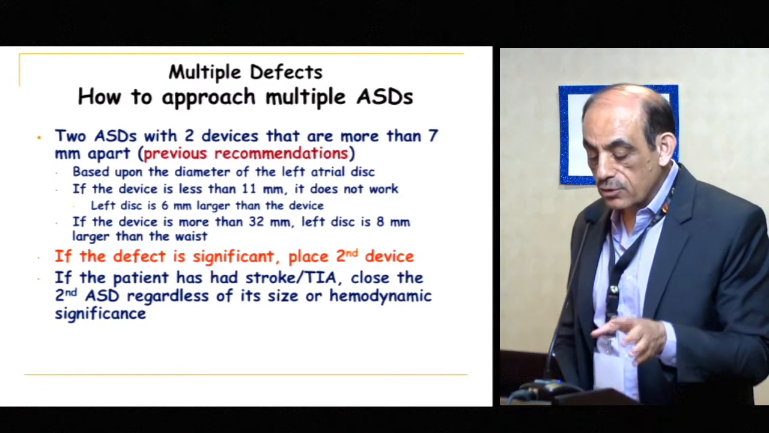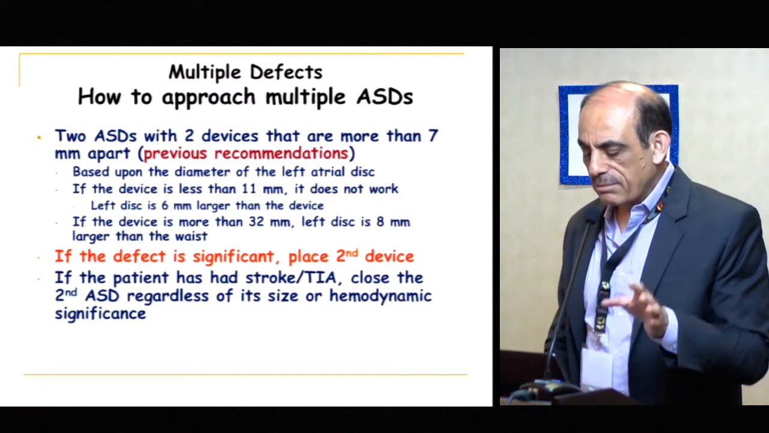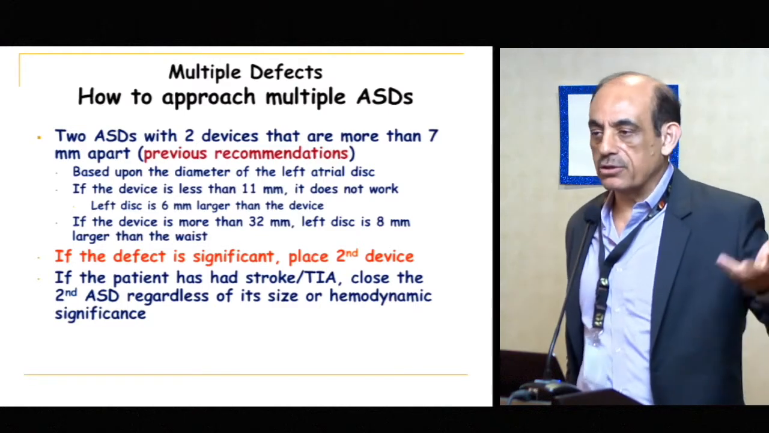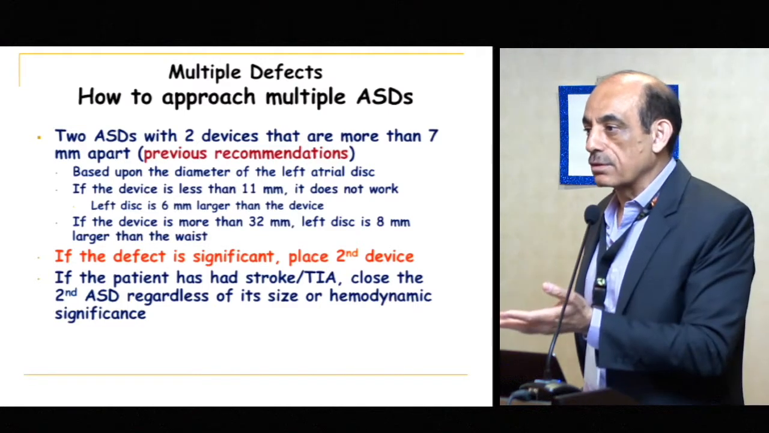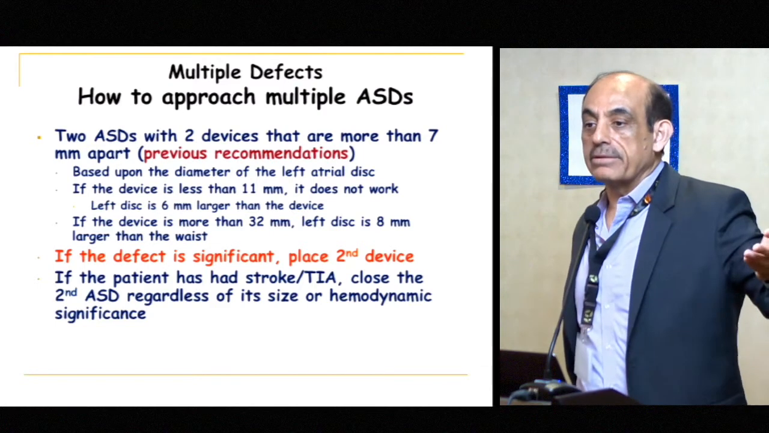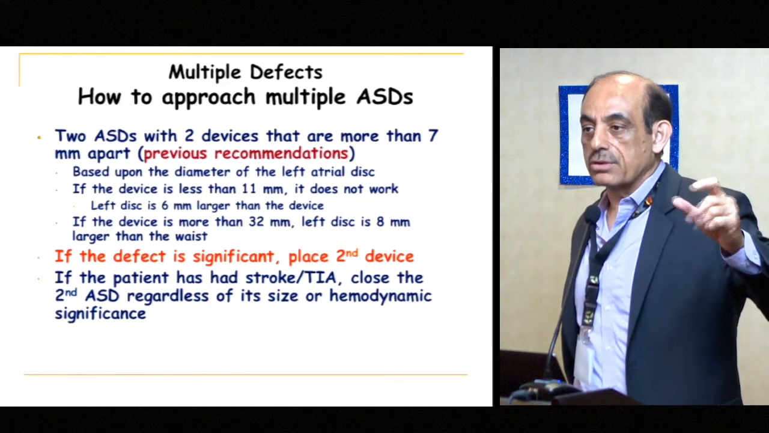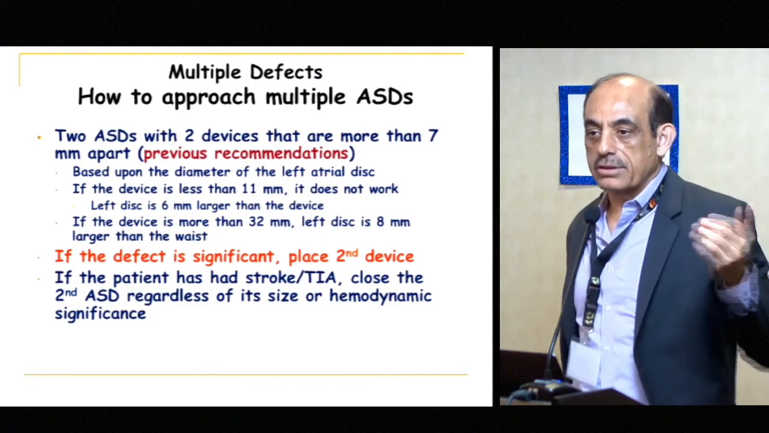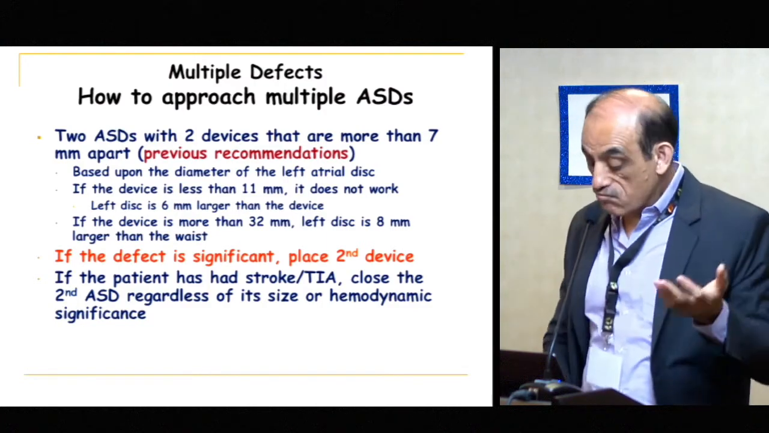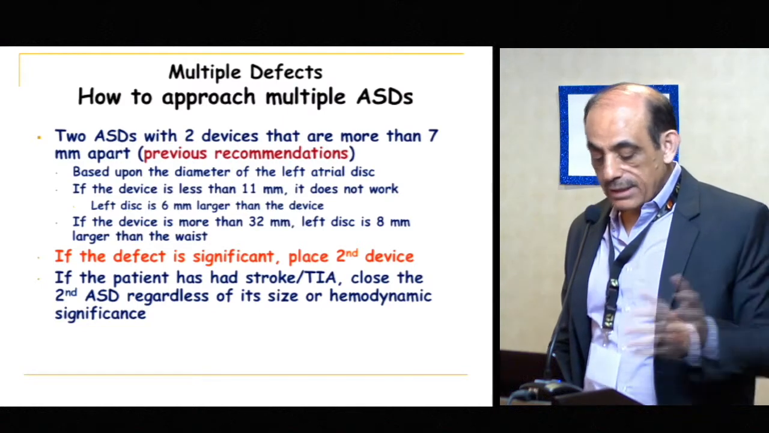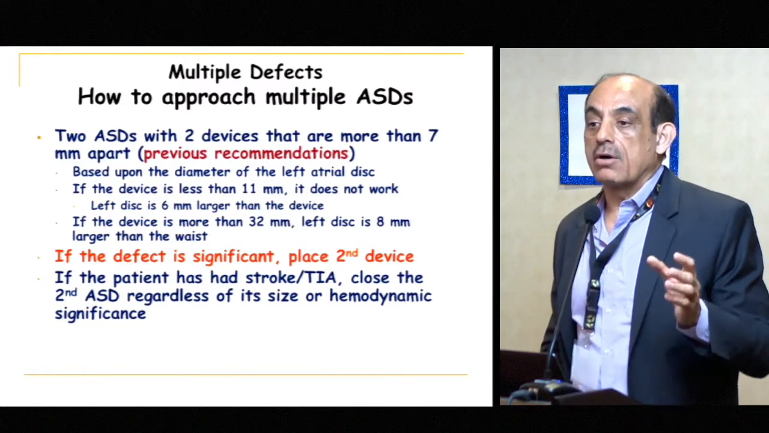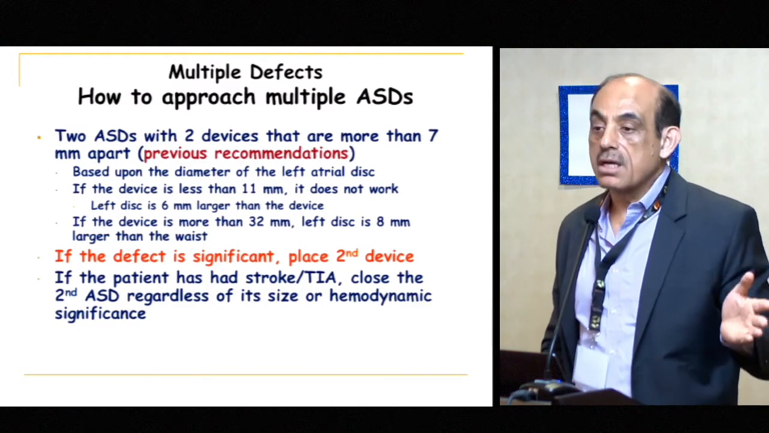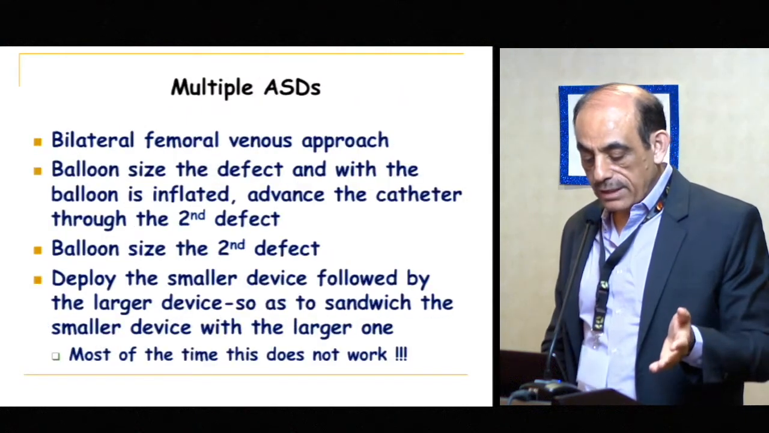Now, moving on to the multiple atrial septal defects, people used to say if the defect is 7 millimeters or larger away from the second defect, you have to use two devices. May not be true. You know, for 4 through 10 millimeter ASD devices, the left disc is 6 millimeters larger. 11 through 32 is 7 millimeters. 34 through 40 is 10 millimeters larger. So I think it all depends how your left disc sits. So put the left disc first, and then see if you need to put a second device in or not.